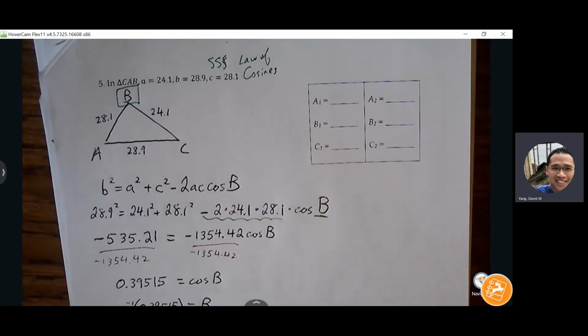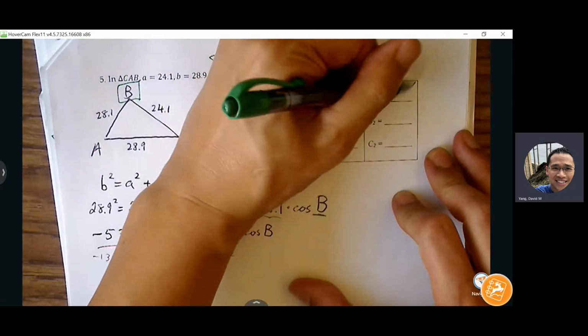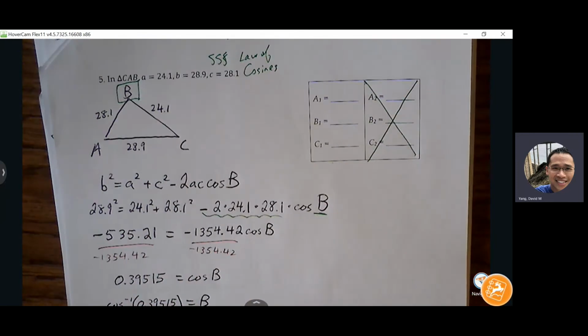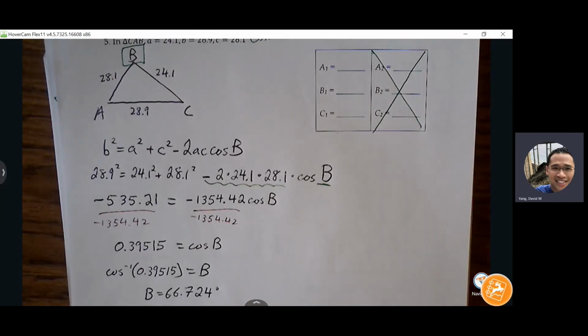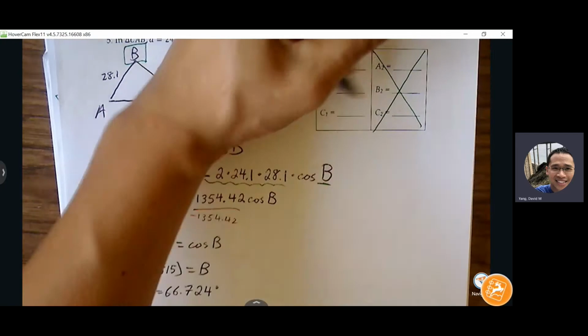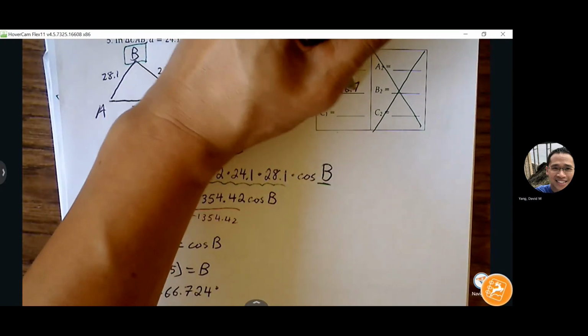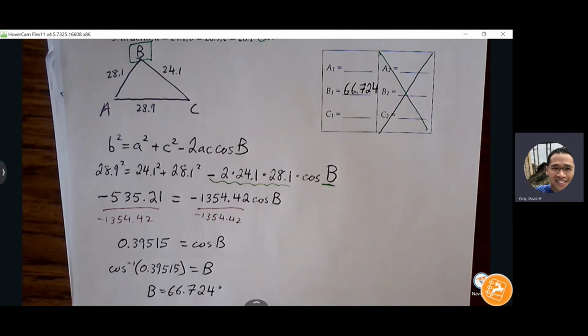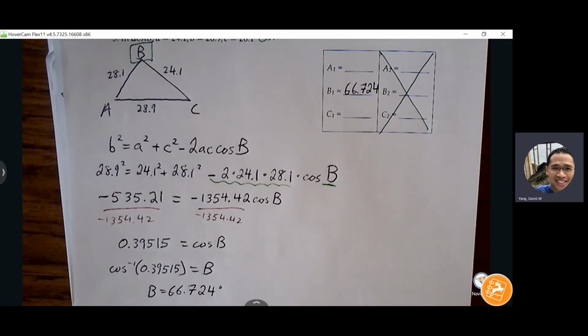And by the way, this is side, side, side, right? So we have no worries about that second triangle. We can eliminate that. Okay, so we have angle B, 66. So as soon as you apply law of cosines once, you're going to transition over to law of sines.